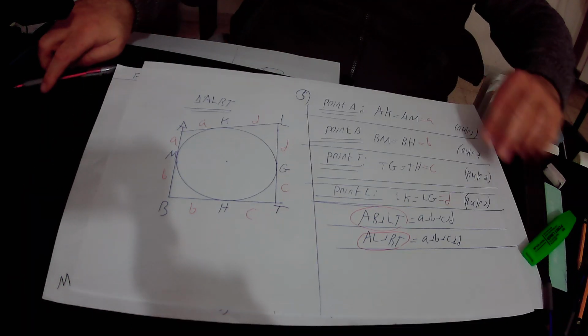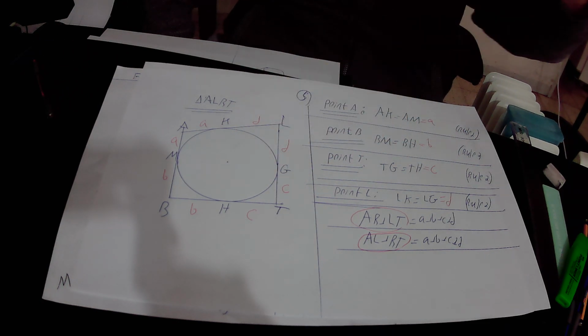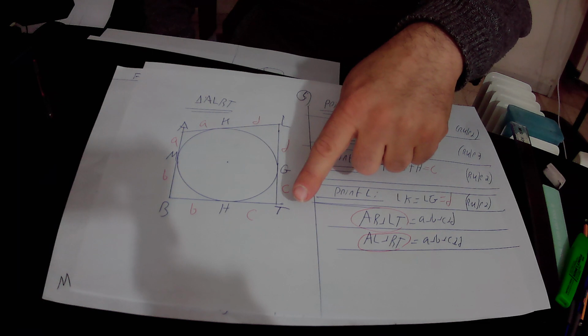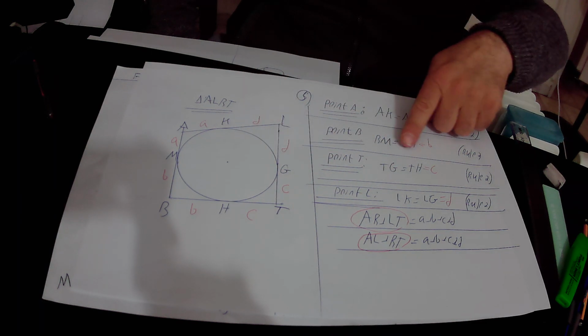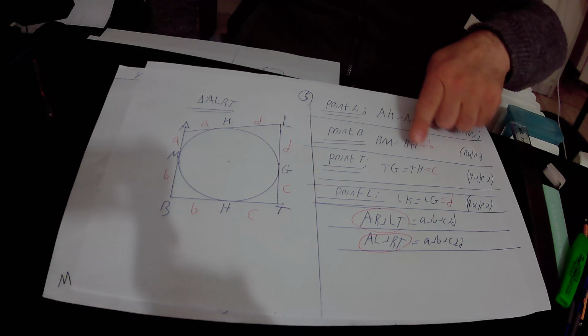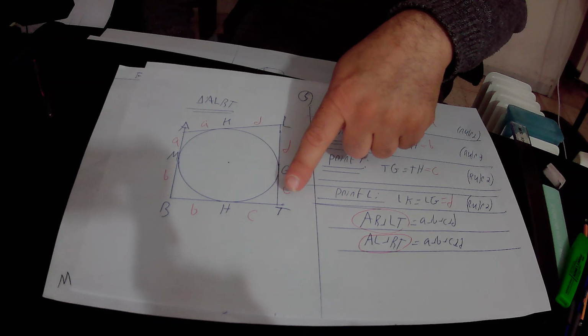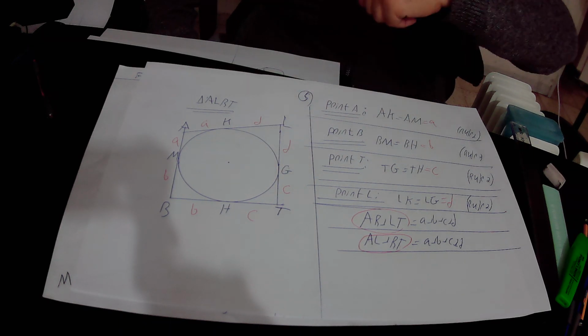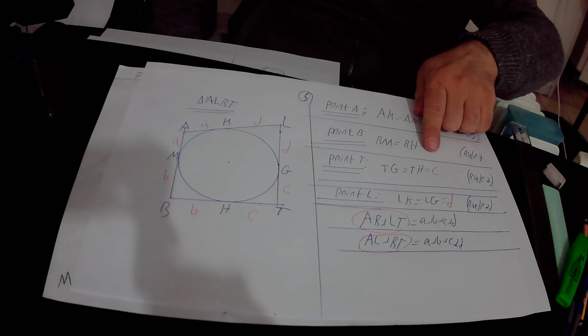From the common external point T, we have two tangents to the circle, tangent TG and tangent TH. And according to rule 2, they are equal to each other. That is to say, TH equals TG. So if we define the length of tangent TG as C, then the length of tangent TH must also be equal to C because they are equal to each other. In conclusion, we found out that TG equals TH equals C.